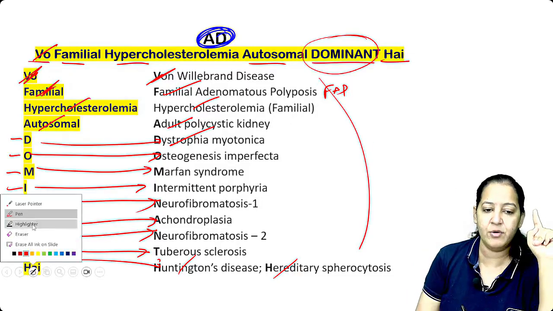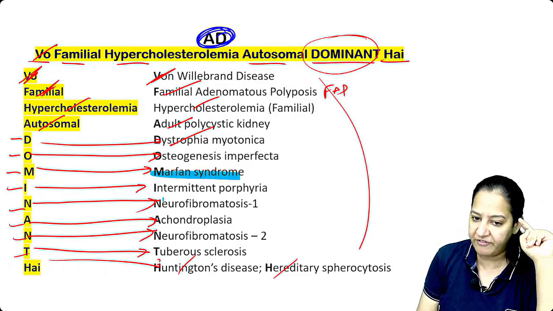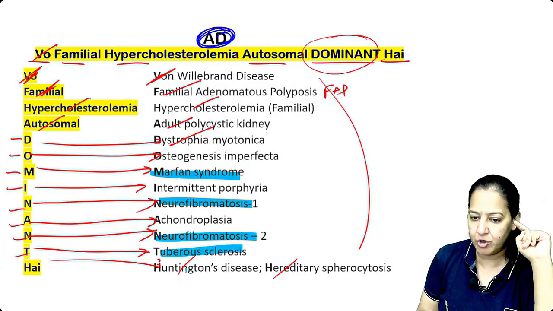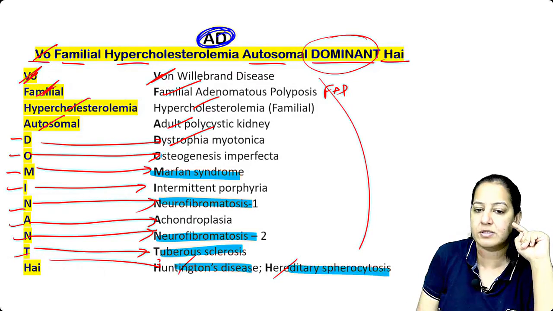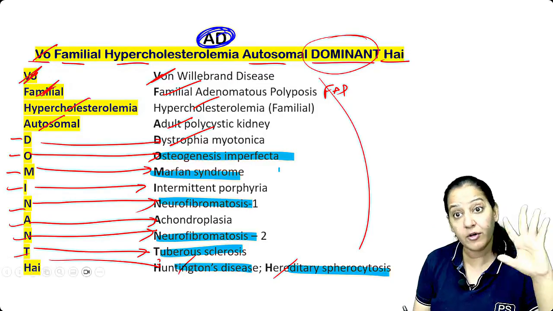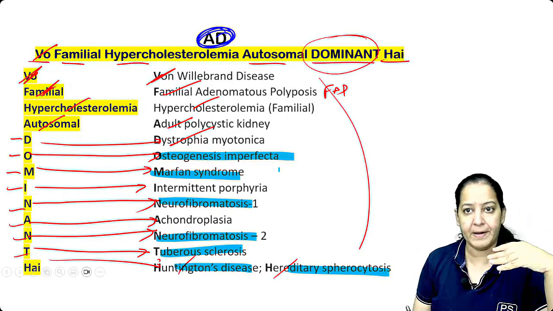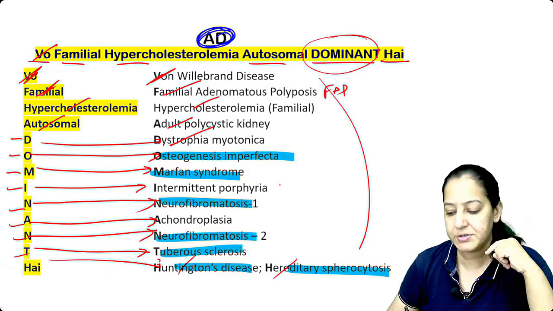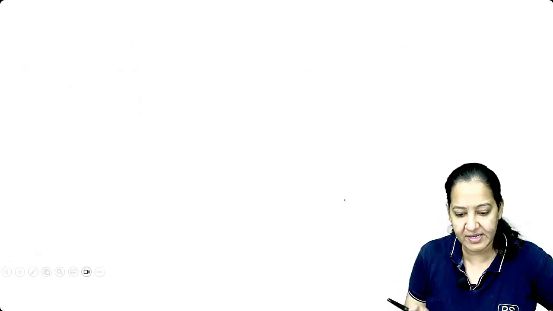You already have PYQ in your exam, especially on the Marfan, on neurofibromatosis, on tuberous sclerosis, on Huntington or hereditary spherocytosis. Osteogenesis imperfecta also. These all are your PYQs. They will ask you what is the inheritance they follow, these diseases. So you have to learn the mnemonic. Can we say it once?